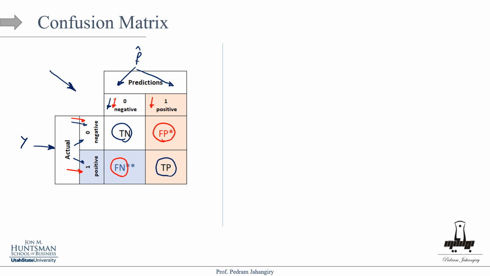Then we're going to build a bunch of other performance metrics, namely, for example, accuracy, precision, recall, F1 score, MCC, and you name it. There are dozens of these statistics out there. But at the heart of all of them, there is this confusion matrix, right?